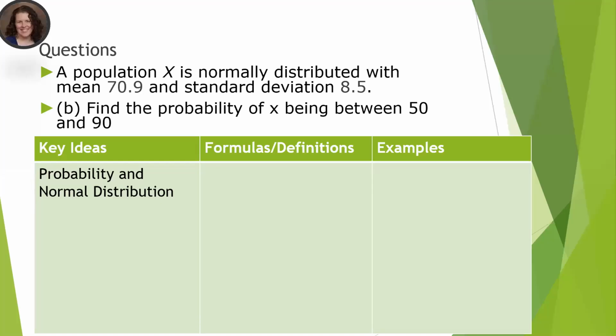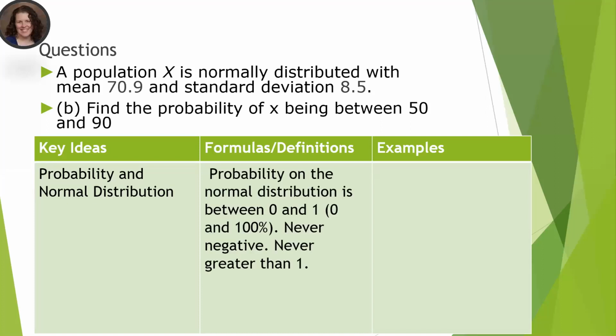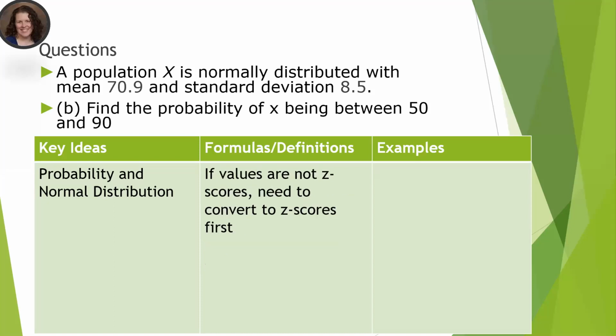Okay, now we're going to talk about probability and normal distributions. Now that we know how to find z-scores, we can find the probability between or above or below. As a reminder, probability with the normal distribution is going to be between 0 and 1, which is the same as between 0 and 100%. You can't have negative percents, and you can't have anything bigger than 100%. So it's never greater than 1, and it's never negative.